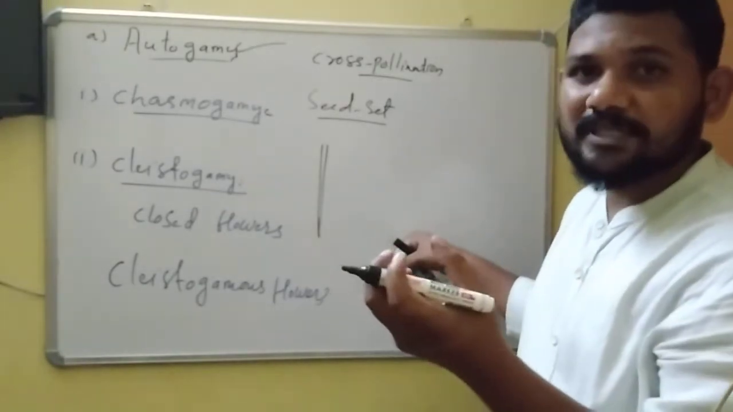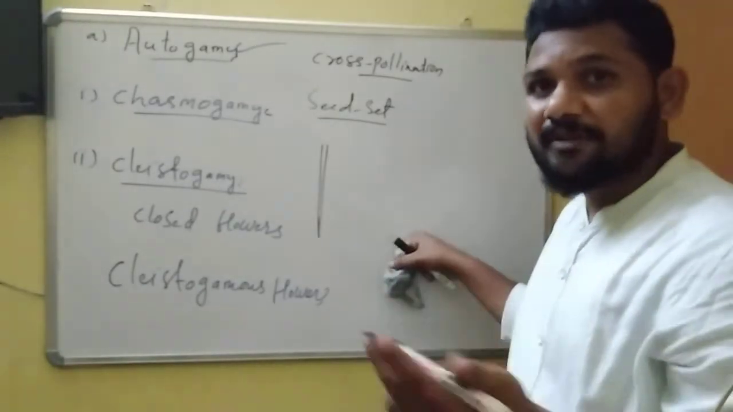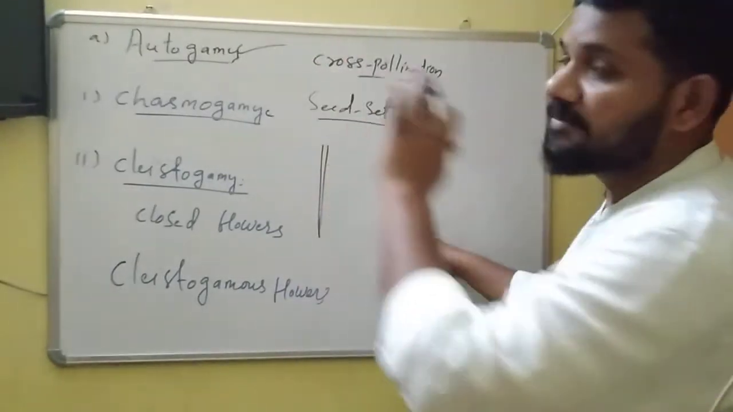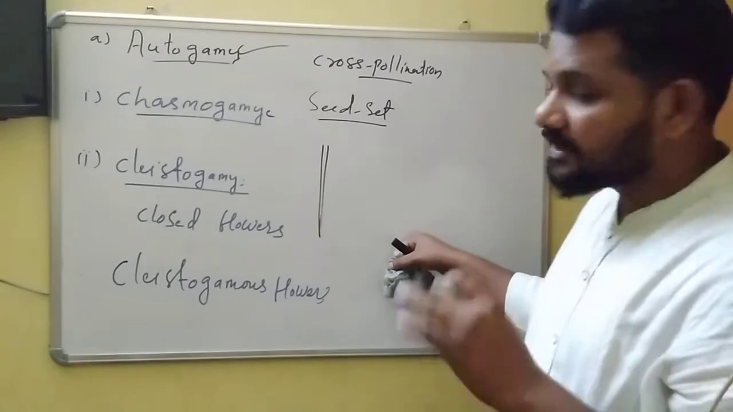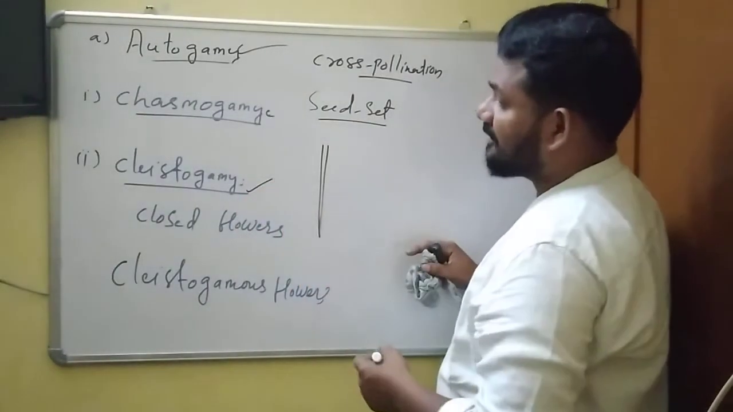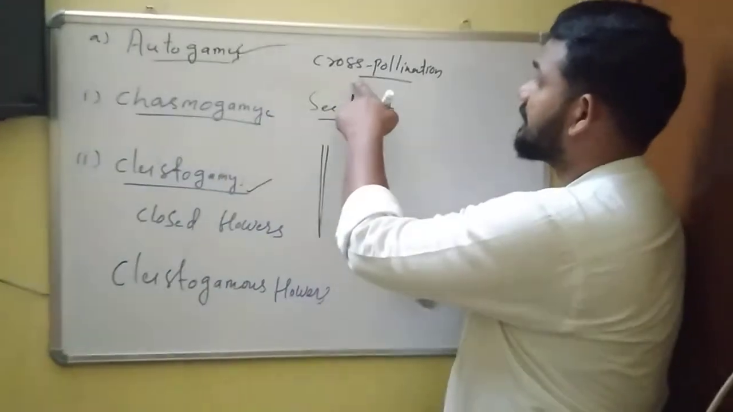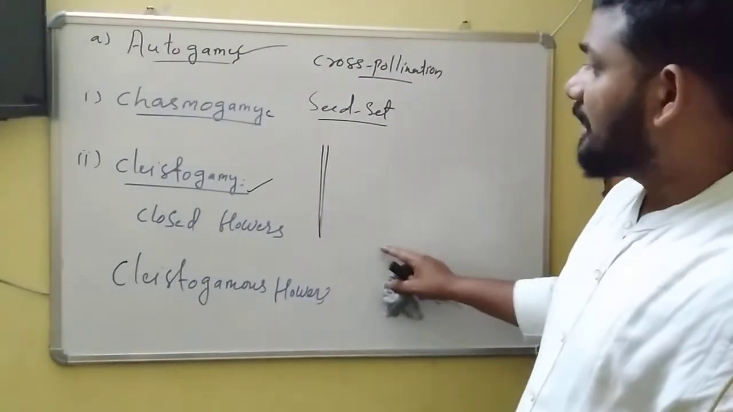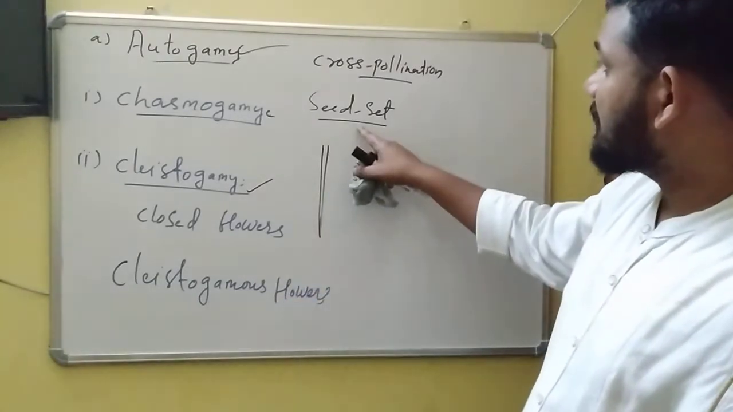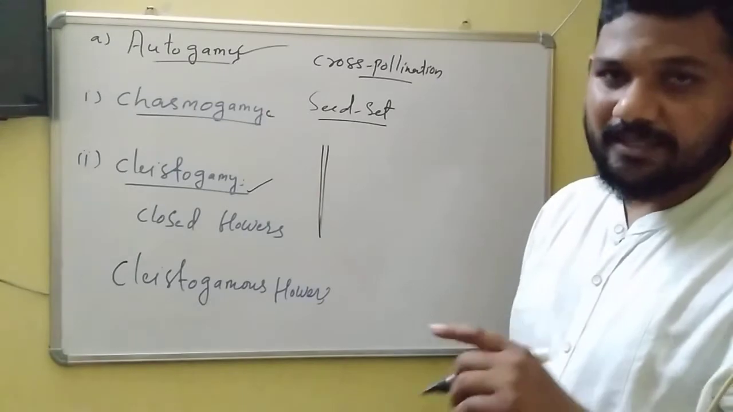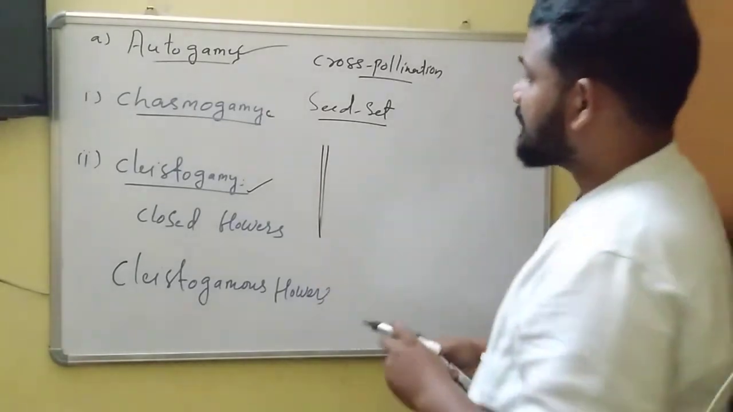There is no need of pollinators because the flower is closed. Closed flowers contain both androecium and gynoecium. If they mature at the same time, then autogamy can occur spontaneously. So that's why I tell you one thing: in cleistogamy, cross pollination is absent, and they always perform autogamy. Cleistogamous flowers always ensure seed set even in the absence of pollinators. So this is the second condition.